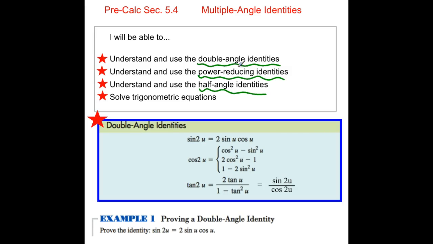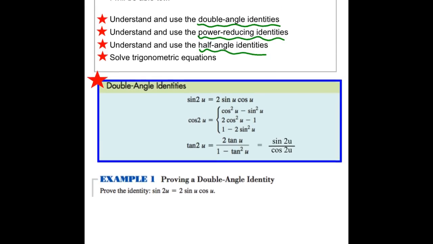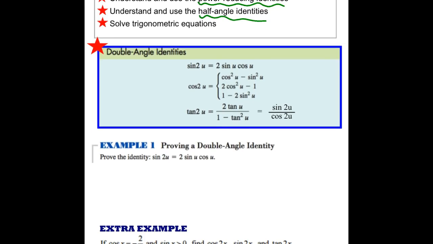Okay, so we're going to start with double angle identities. The first one says the sine of a double angle is equivalent to 2 times the sine of the angle and the cosine of the angle. Okay?